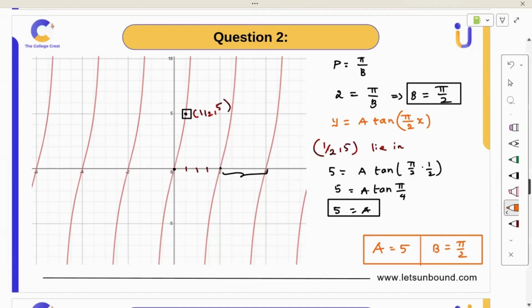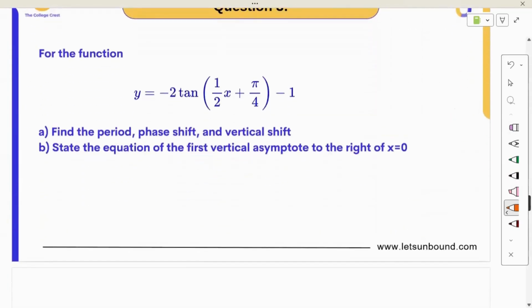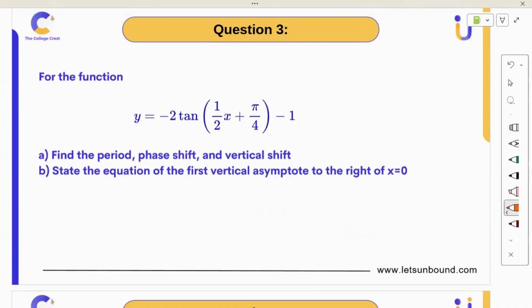And now we are in the last question of our discussion. For the function y is negative 2 tan 1 by 2x plus 5 by 4 minus 1, find the period, phase shift, and vertical shift. First, make sure it's in the right form. But it's not. It's not bx plus c; I want b taken common out, x minus c. This is the form I need, so I'm going to do that.